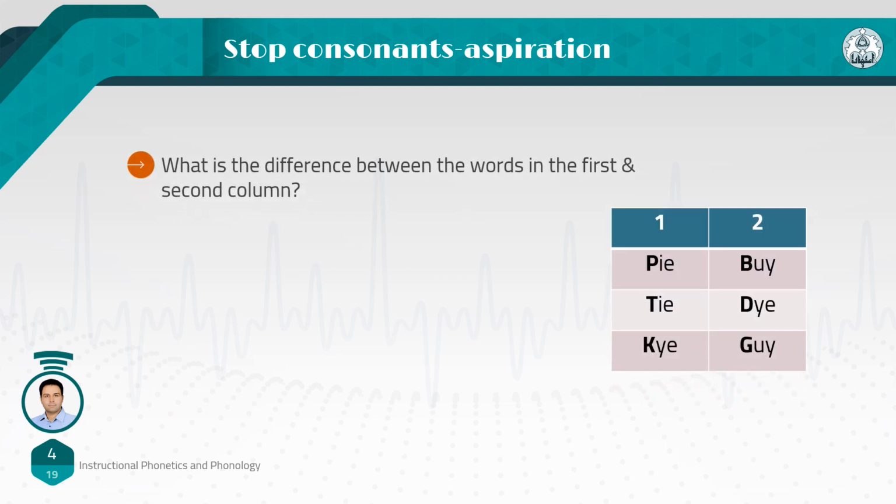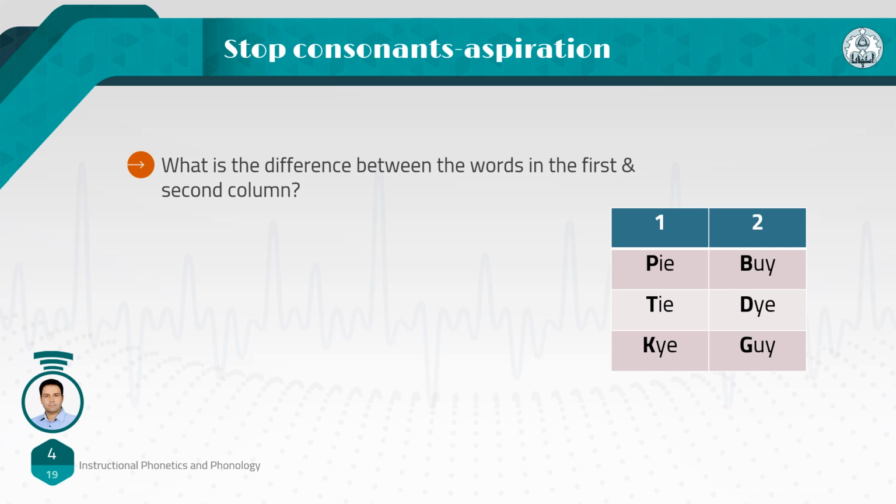Look at this table and try to answer this question. What is the difference between the words in the first and second column? As you can see, in the first column there are three words: pie, tie, and kai. In the second column, buy, die, and guy. Now, consider the difference between the words in the first column and the corresponding words in the second column. What comes to your mind according to what we had said before?